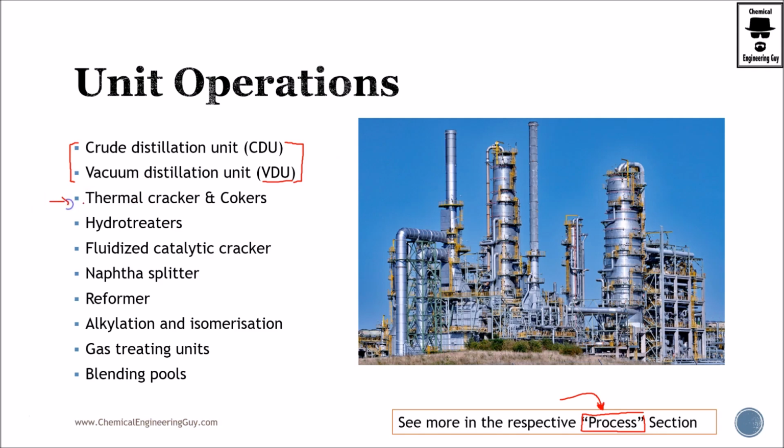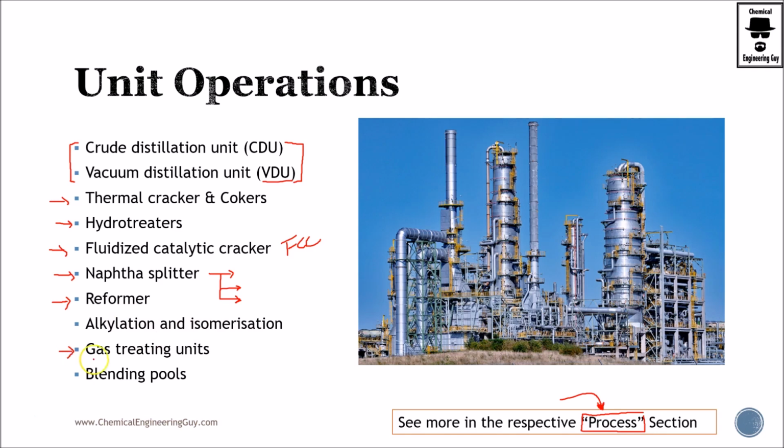Then we have thermal cracker, which has visbreaking, cokers, and so on. Hydrotreaters essentially remove hydrogen sulfide. Fluidized catalytic cracker, the famous FCC. Naphtha splitter, which sends naphtha into gasoline, naphtha into light naphtha, and naphtha into naphtha that's going to be used in the steam cracking process. Then the reformer, or catalytic reformer, alkylation and isomerization units.